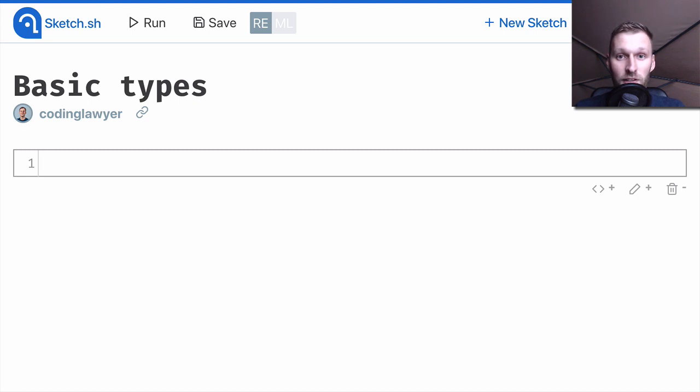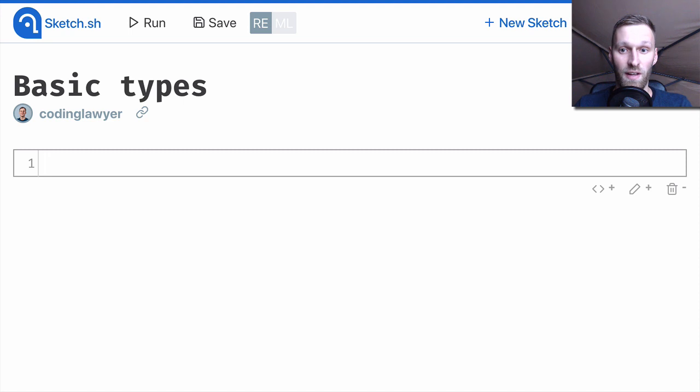There are 6 basic types in Reason. We have integers, floats, characters, strings, booleans, and unit. And in this section, we will talk about all of them. The only exception is the unit type. But don't worry, we will talk about this type in one of the upcoming sections. So, let's get started with integers.